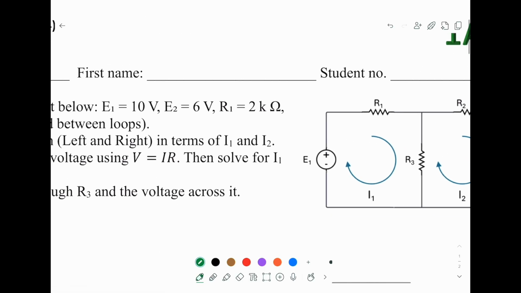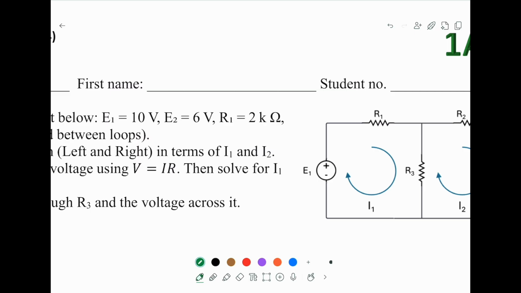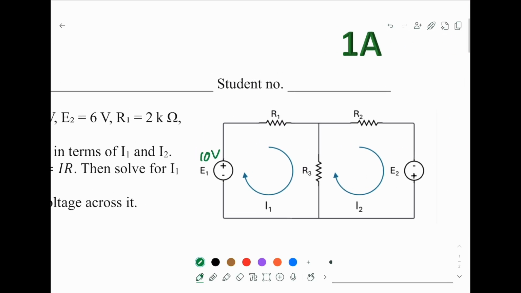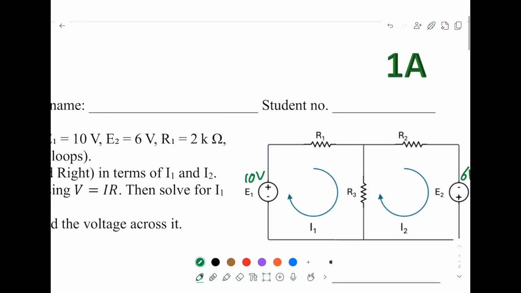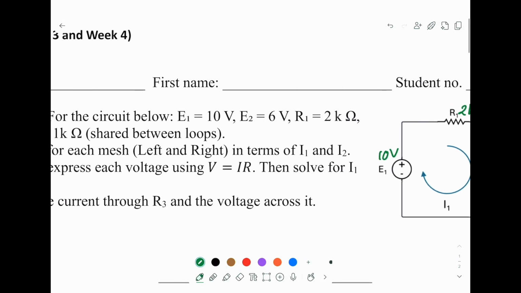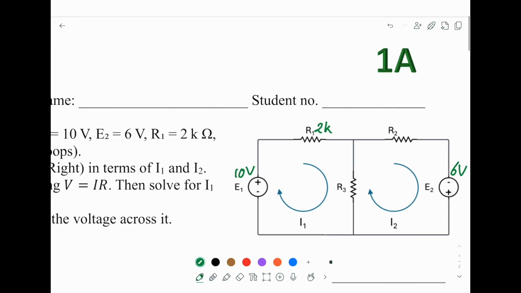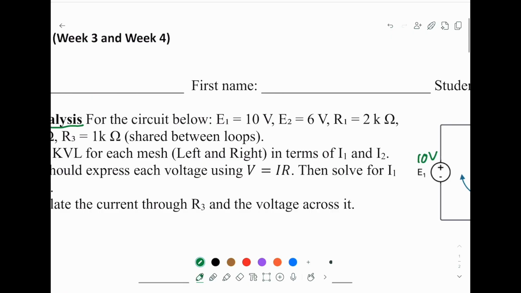Before we look at the circuit, I will put down the numerical value next to each component. E1, 10 volt. V2, 6 volt. R1, 2K. R2, 4K. R3, 1K.